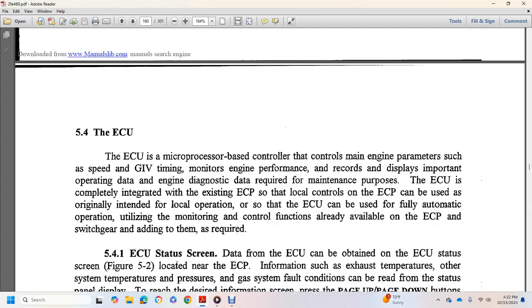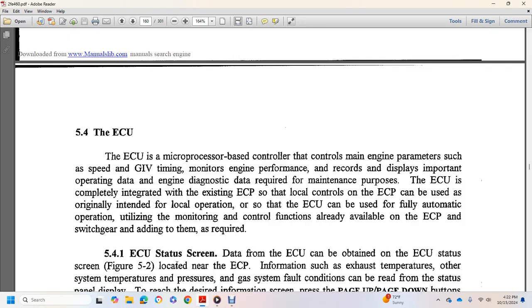4. The engine control unit. The engine control unit is microprocessor-based and controls the main engine parameters, such as engine speed, gas inlet valve timings. It monitors engine performance, records, and displays important operating data. The engine also stores diagnostic data required for maintenance purposes.